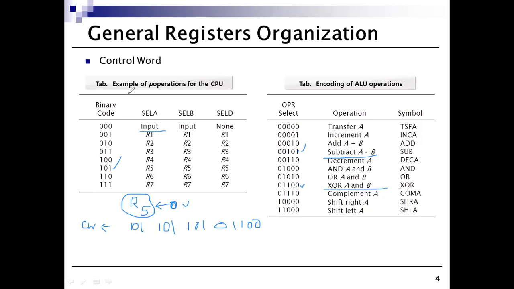Okay, so this is what general register organization is. So if more than one register is there in the CPU, how the operations are performed, that is explained here.